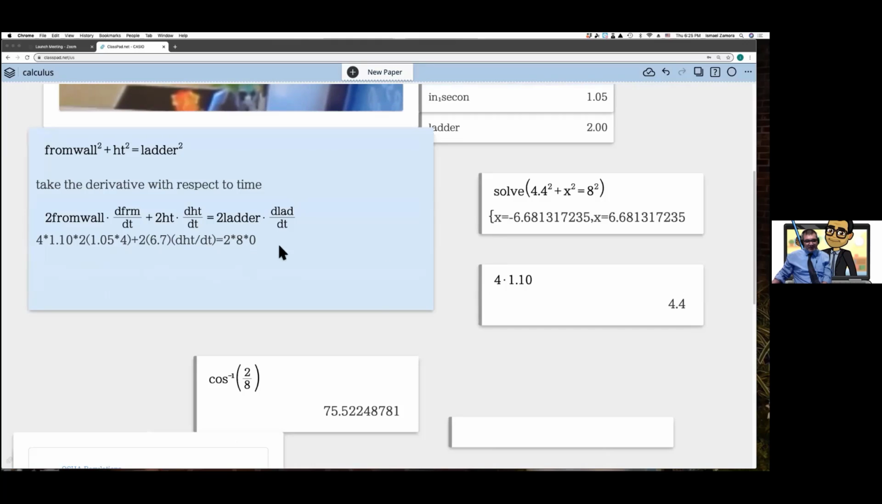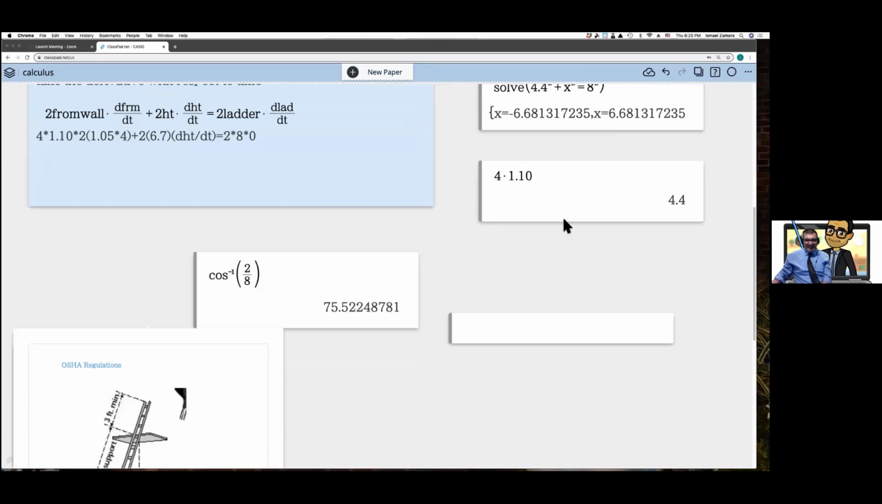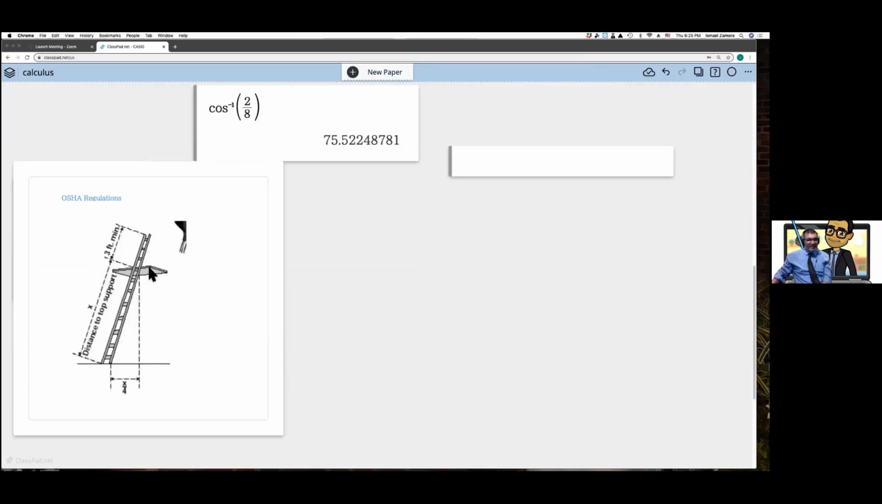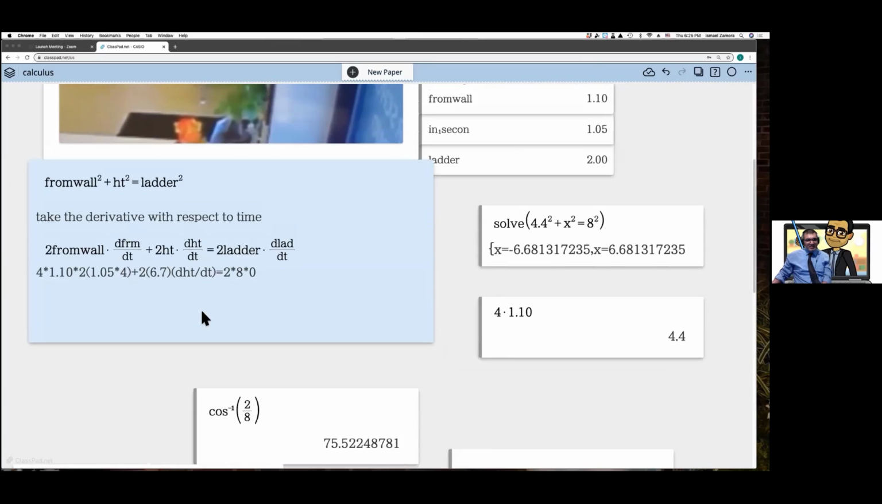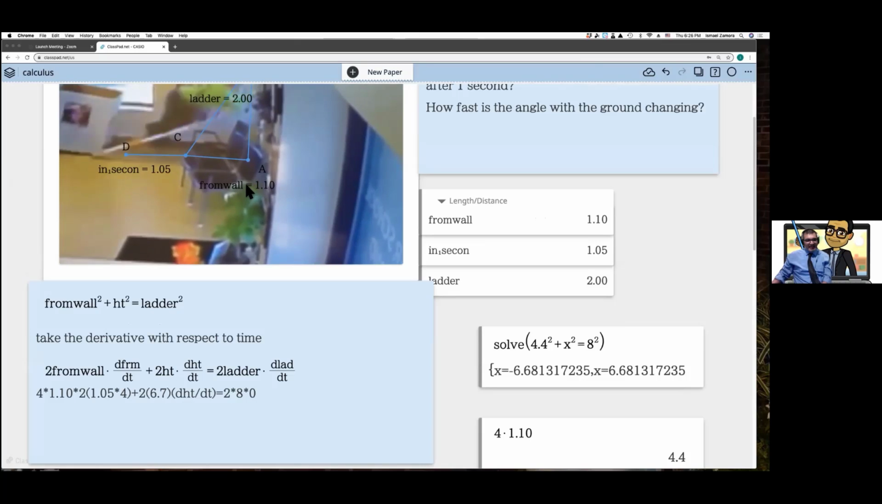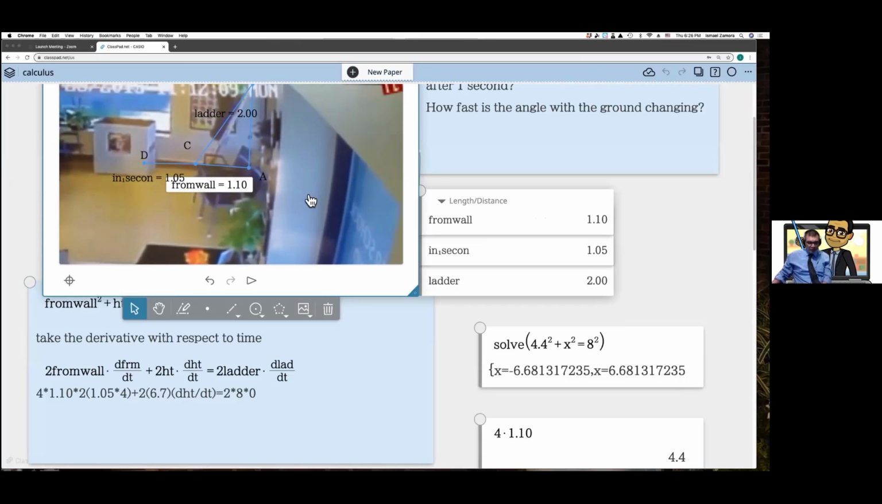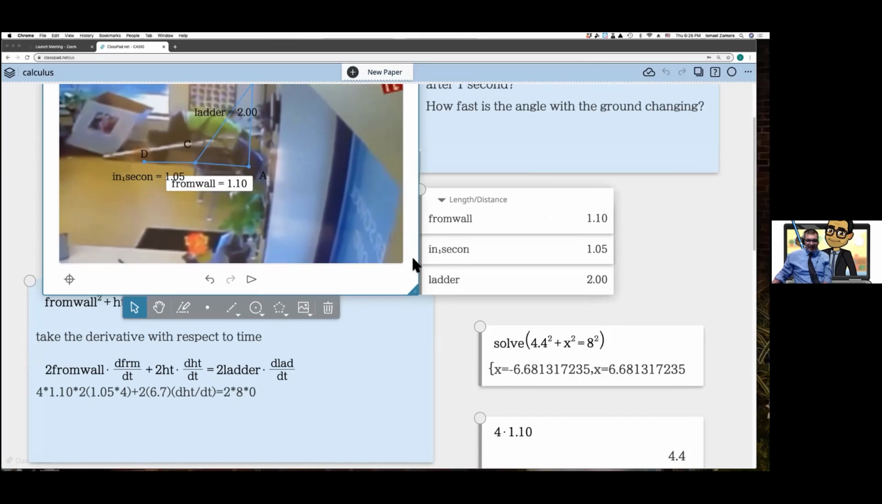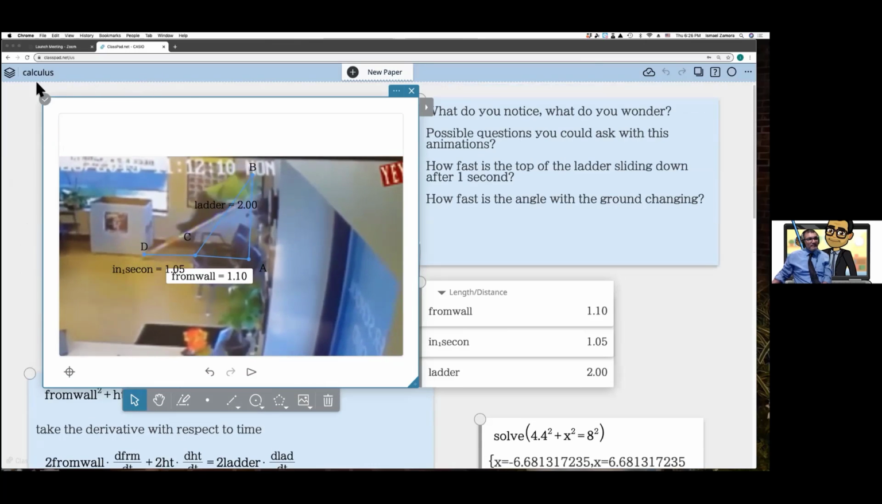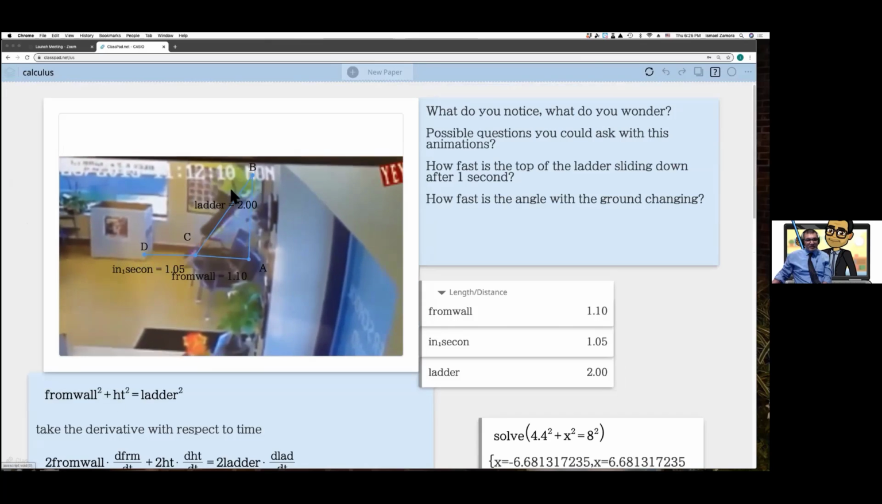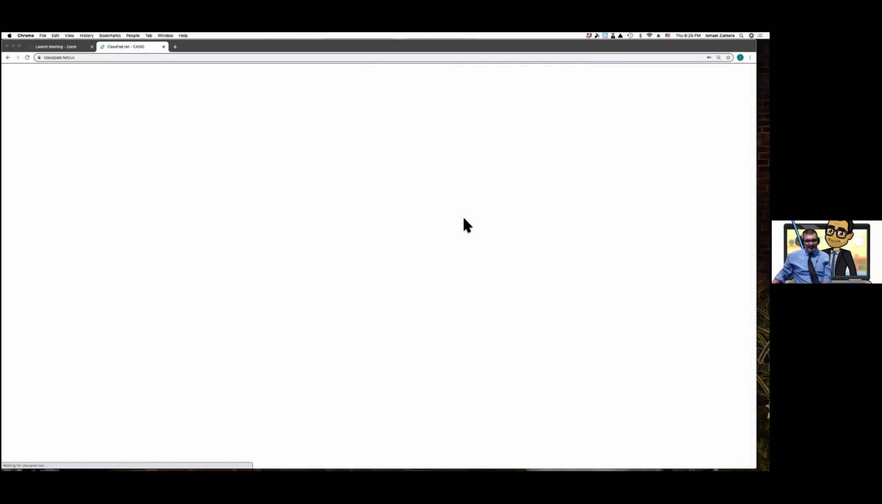That's the calculus part. You solve it, you plug it back in, figure out what it is. Oh, by the way, here's the OSHA regulations. This is X along the top, X over 4 along the bottom. So the question is, did this ladder meet OSHA regulations? This person should have checked their OSHA regulations and known that it is not OSHA appropriate.